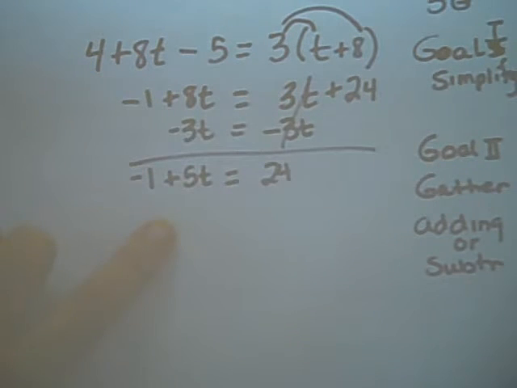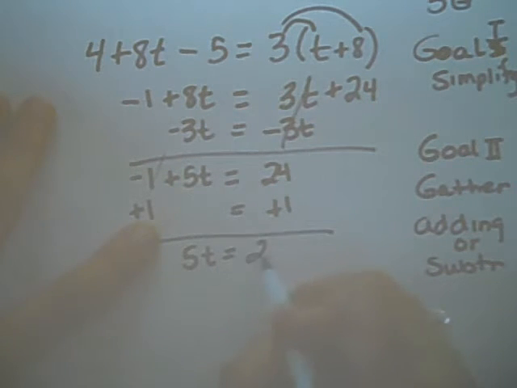Now we have successfully gotten t's to only show up on one side, but we have a constant on this side and a constant on this side. Since we decided to put our variables over here, we're deciding by default to put our constants on this side. So I'm going to do the opposite of negative 1 and add a 1, so that there are no constants left over here on the left side. That's 0. Bring down the 5t, and this side's 25. Okay? Now, we're finished with goal 2. We've gathered all the terms to the point where we only have variable on one side, constants on the other.